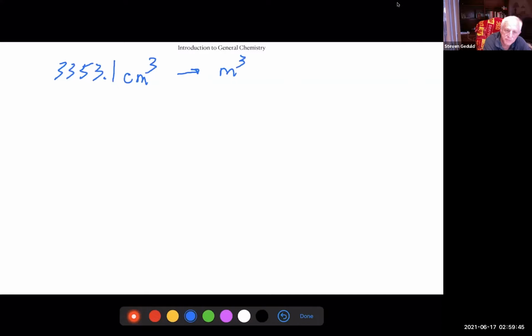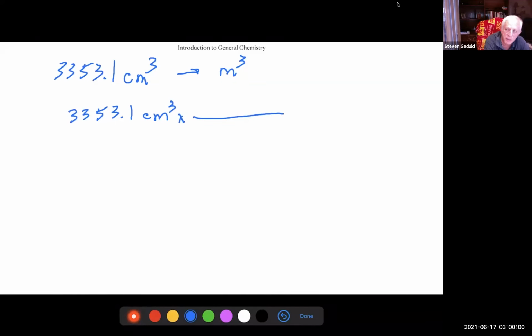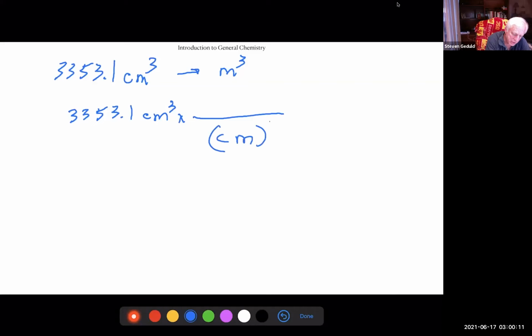So it says the volume of a sample of gas is measured as 3353.1 centimeters cubed. Convert the volume to cubic meters. Okay. Start with what you got. 3353.1 cubic centimeters. Now, you got to remember when you're cubing a number, you got to cube the units and the number. Okay, so cubic centimeters go on the bottom. So that's centimeters cubed, right?